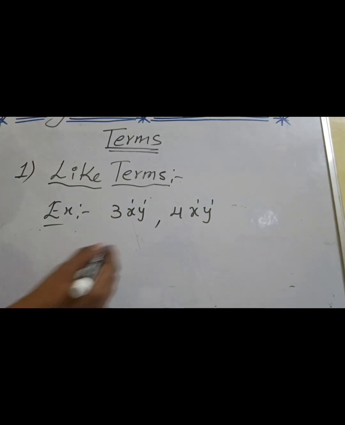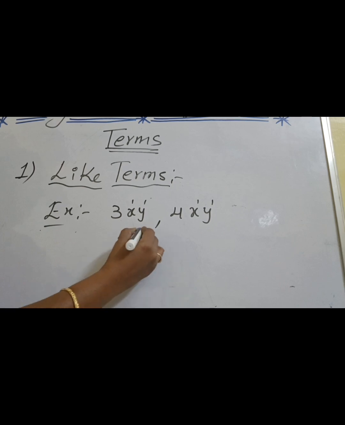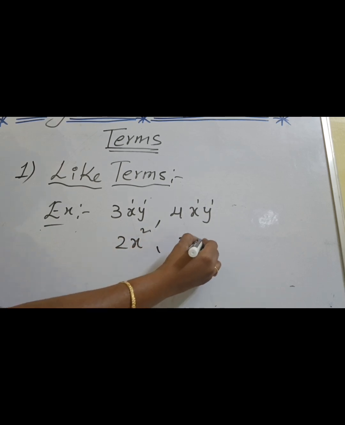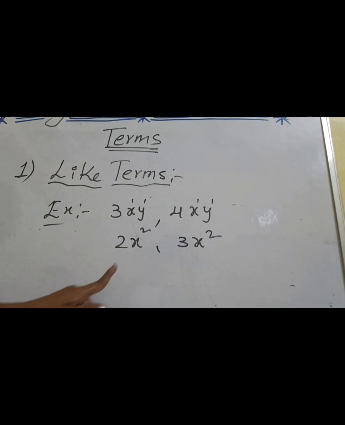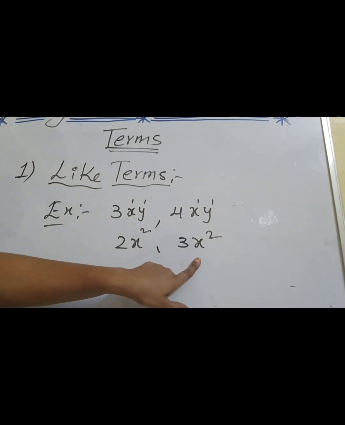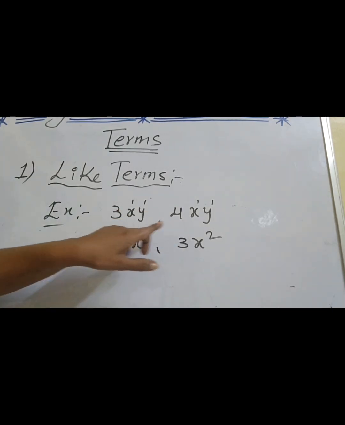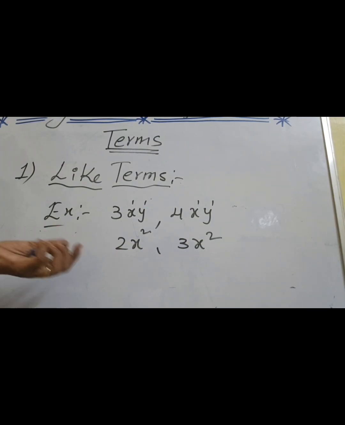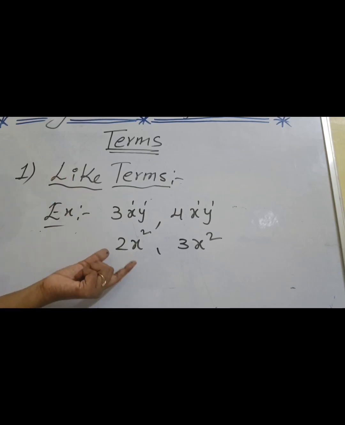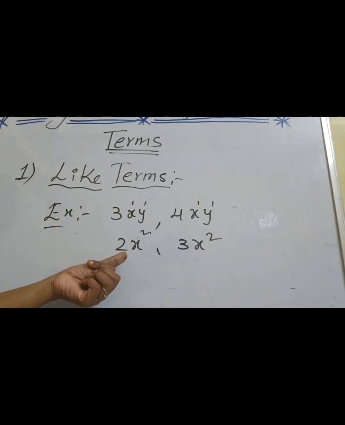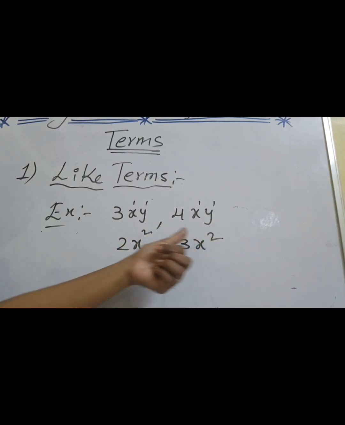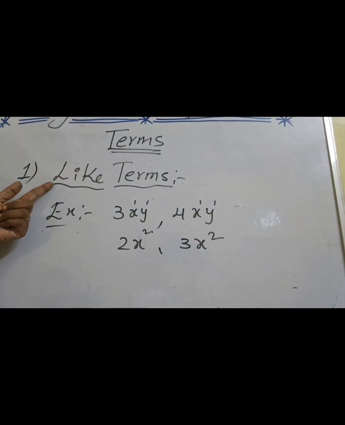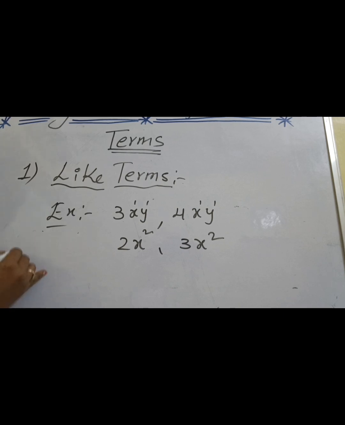Clear? Next, one more example: 2x square and 3x square. See, here also I am using x, here also I am using x, and at the same time the exponent is also the same. So these two are like terms. Clear? So like terms are nothing but the terms which have similar variables, and the exponents will also be similar. Then those are called like terms.